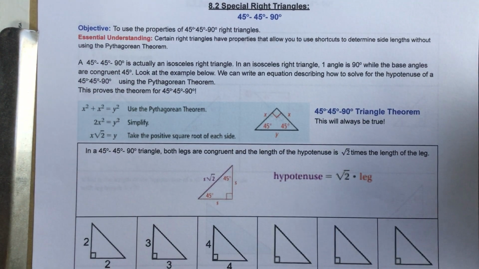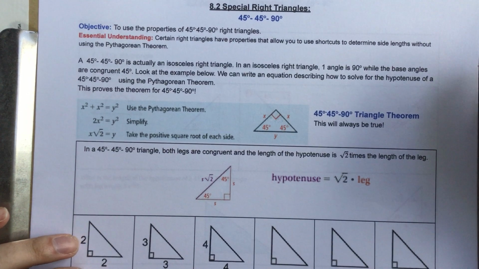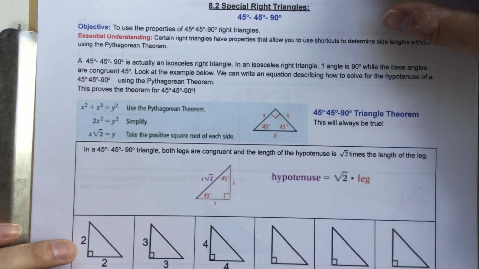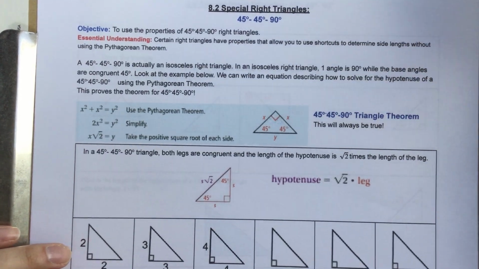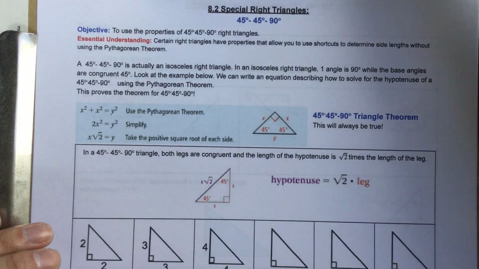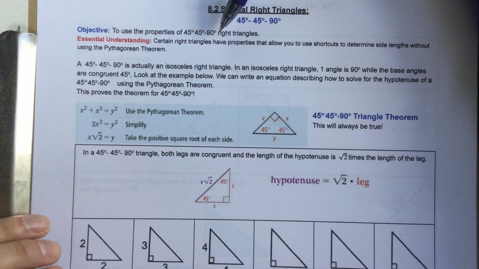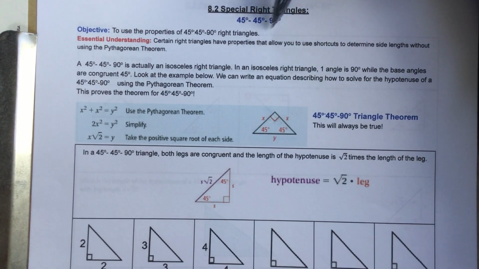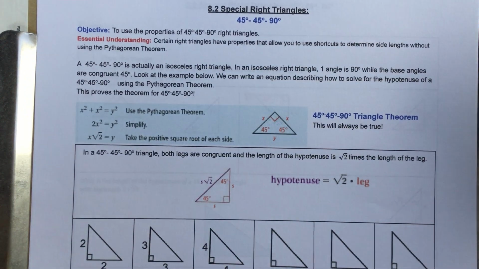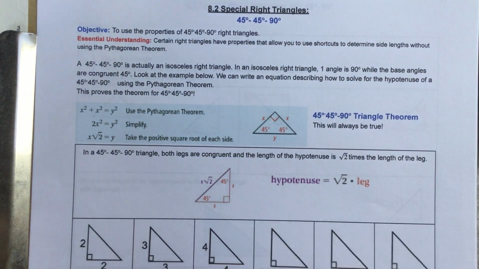Hello everyone, today we're going to be looking at something called special right triangles. You may have heard of the Pythagorean theorem before this. It comes from the Pythagorean theorem, and special right triangles, there's two types. There's something called a 45-45-90 degree right triangle, as well as 30-60-90. In this video, we're only going to look at the 45-45-90. So right here, where does it come from?